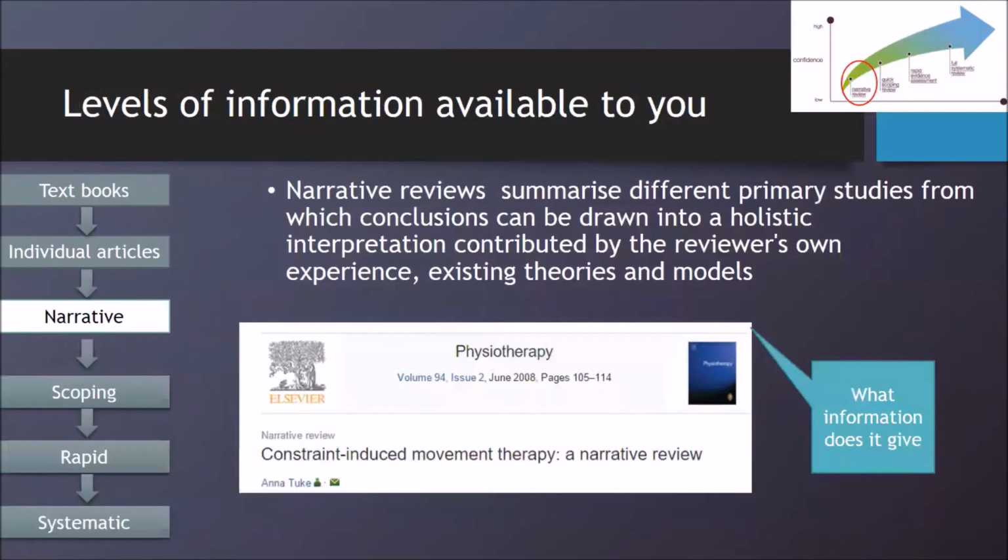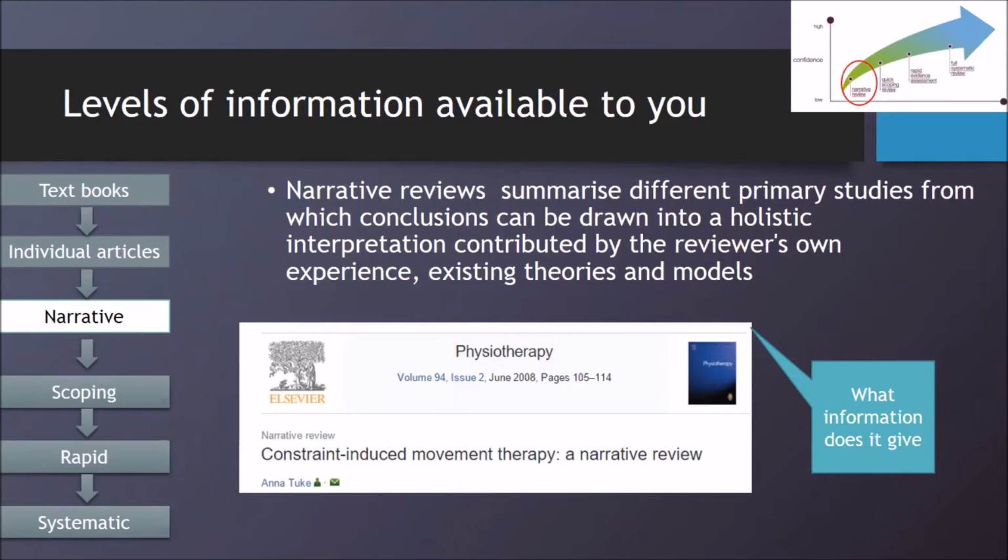Now we come to the narrative reviews, the lowest form of literature review in this hierarchy. Narrative reviews summarize different primary studies from which conclusions can be drawn. These conclusions are the holistic interpretation of the author and a few selected articles, and they are contributed by the reviewers' own experience and self-reflection. They can also talk about the existing theories and models in these self-reflections, and they can talk about something very vague in the title, and the conclusion can be somewhat different from what is shown in the title.